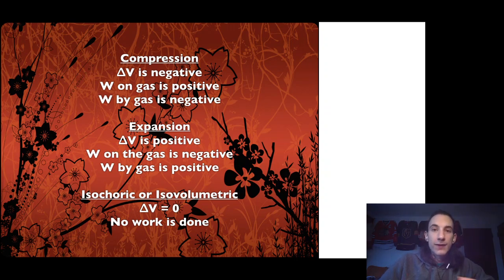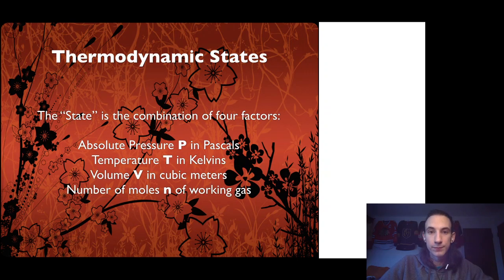And then we have these fancy terms that we talked about in our gas laws lecture. This idea of isochoric or isovolumetric means we have no change in volume, so we can't have a work term. So we have this information, we're ready to start looking at graphs. But one thing that we have to define, one thing that we have to talk about, is what a thermodynamic state is. So we have to define this term of thermodynamic state.